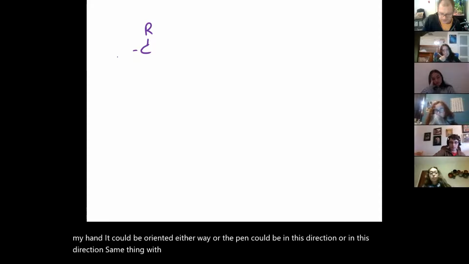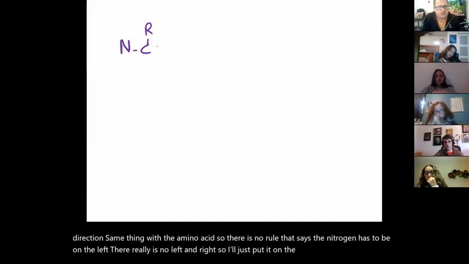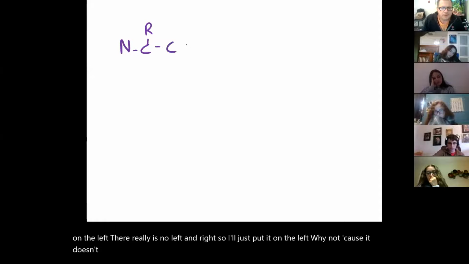So there is no rule that says the nitrogen has to be on the left. There really is no left and right. So I'll just put it on the left. Why not? Because it doesn't matter. And then there's another carbon here.